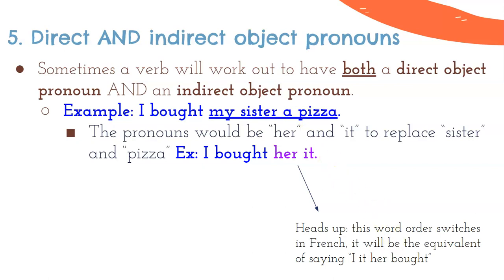And keep in mind as well that the order of this is going to be a little bit different in French. The word order switches around, so although our English-speaking brains will want to make it I bought her it, in French it will work out a little bit more closely to I, it, her, bought.